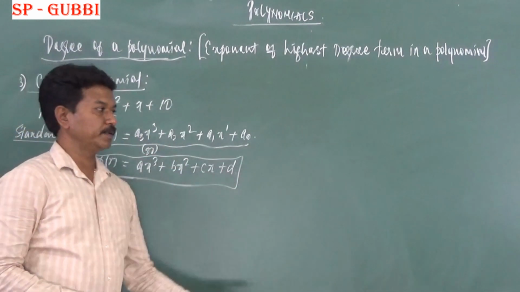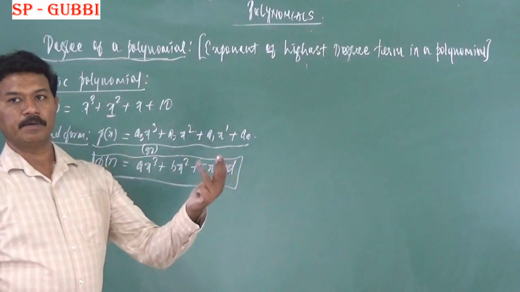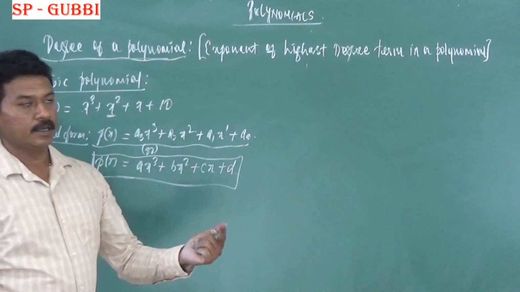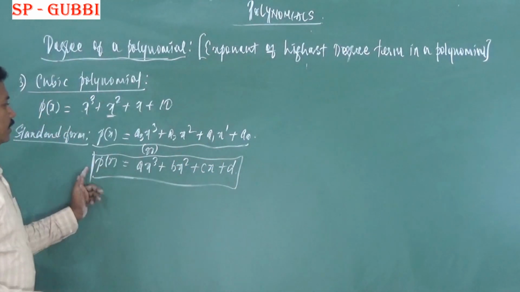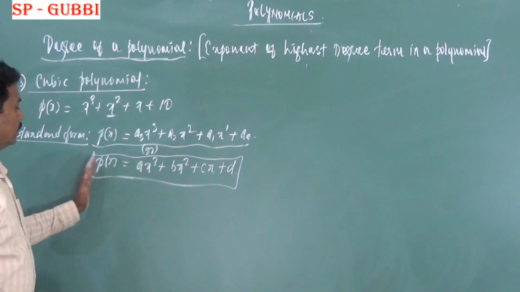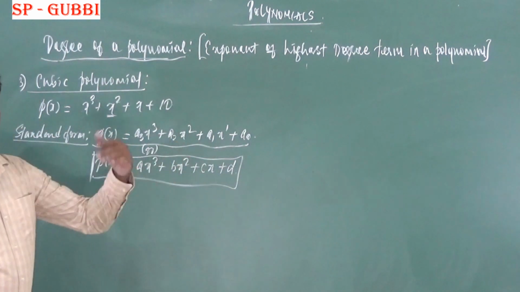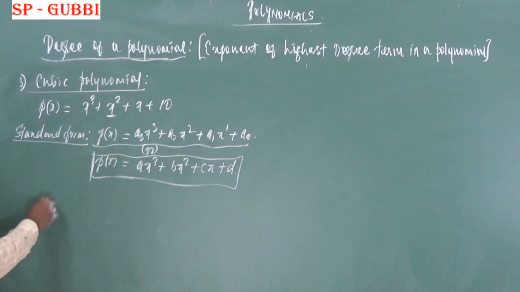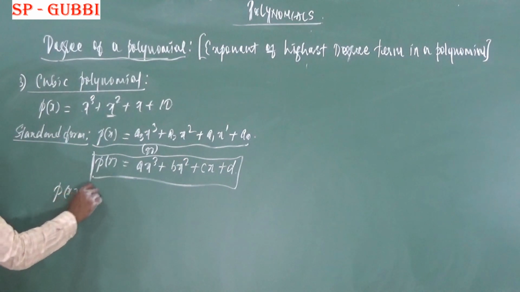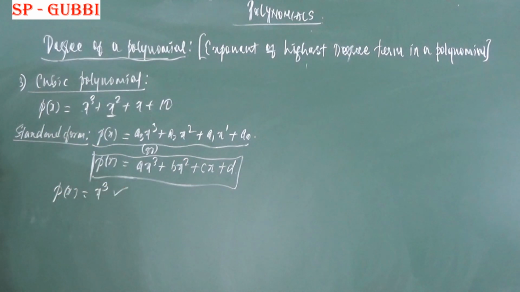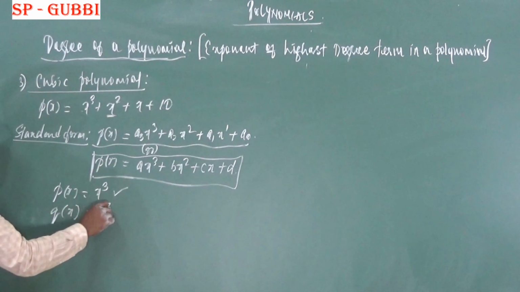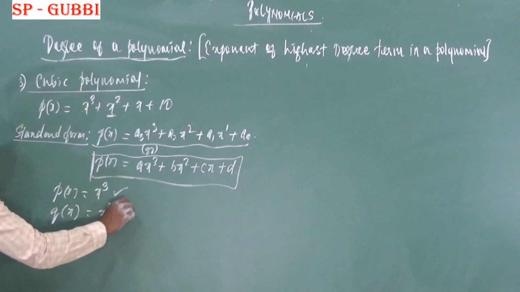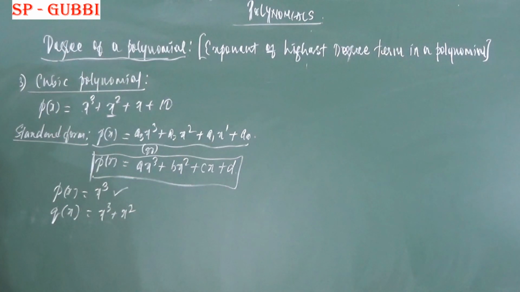can also be a monomial, it can also be a binomial, it can also be a trinomial, and it can also be a polynomial with 4 terms. So for example, if you write p of x is equal to x cube, this is also a cubic polynomial. If q of x is x cube plus x square, then also it is a cubic polynomial because the highest degree is 3.